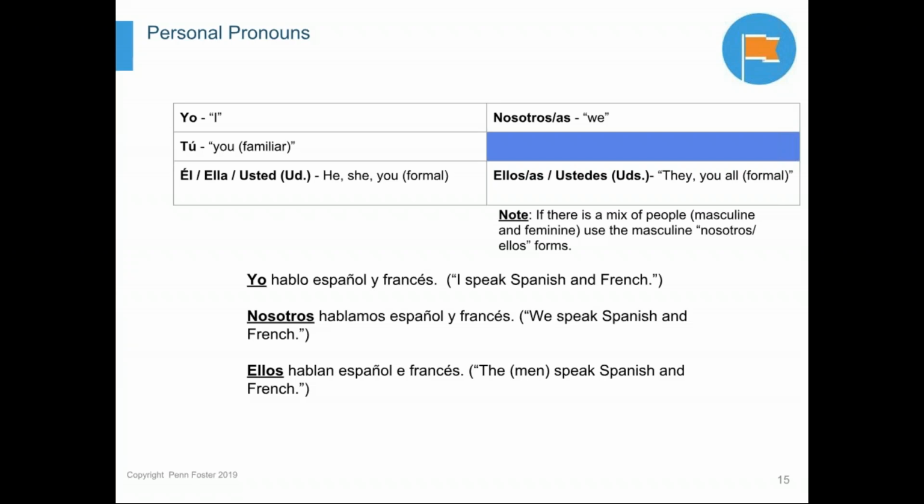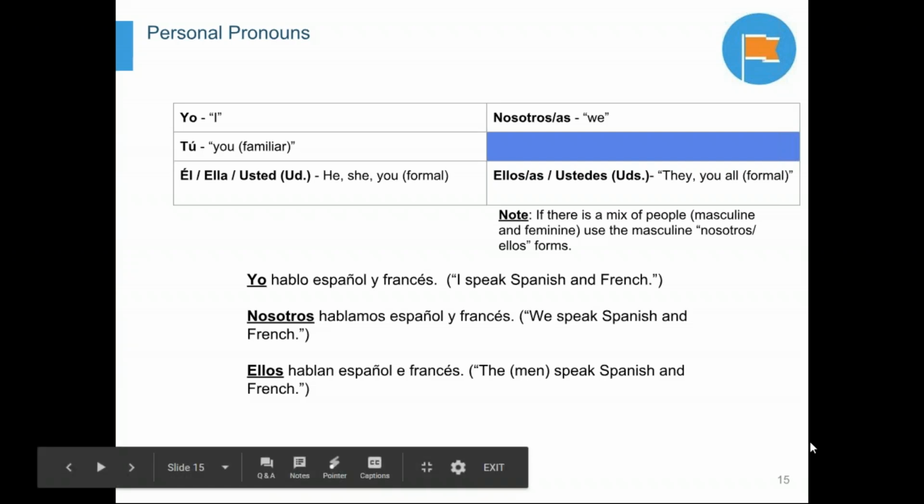And then the only other thing to really keep in mind from this chart would be that words like nosotros and ellos can also be made feminine. All right, as you can see in that note right below the ellos, ellas and ustedes box, if you have a mix of people in a group, masculine and feminine, males and females, Spanish is always going to require the use of the masculine forms. So just something to keep in mind. Okay, so there you have your personal pronouns.